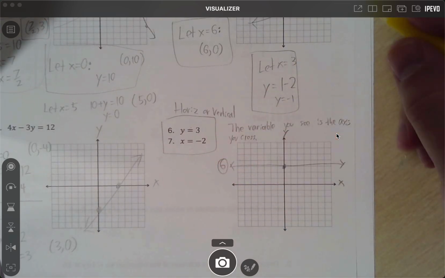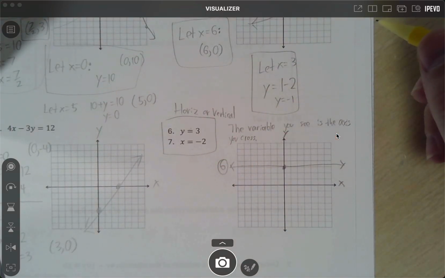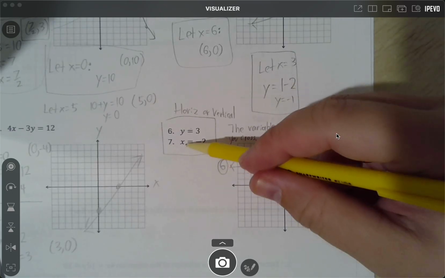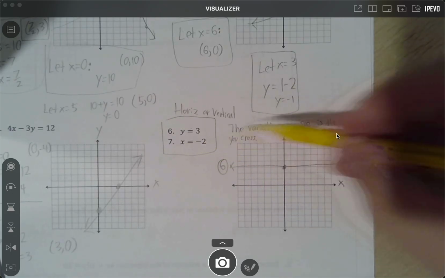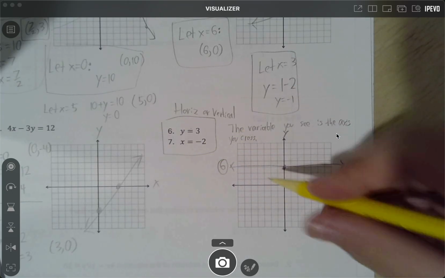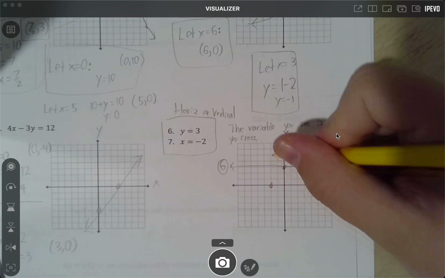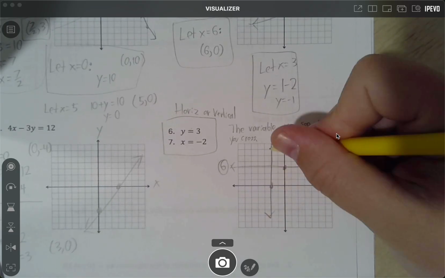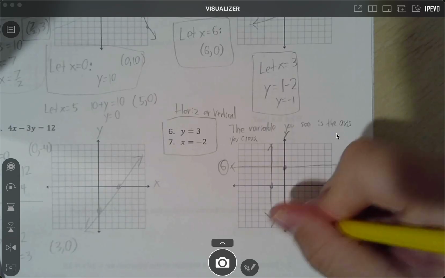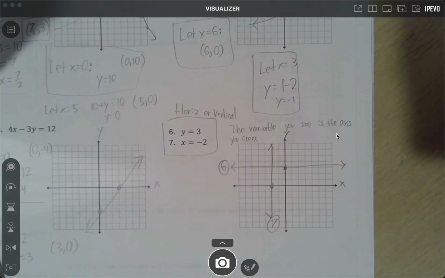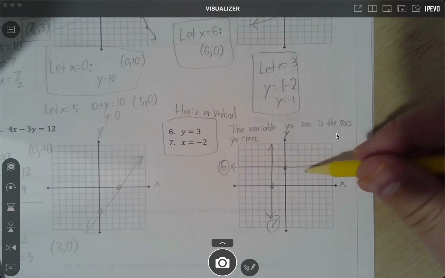There's line number 6. And then similarly, if I want to cross through the x-axis at negative 2, here's my x-axis. Here's negative 2. I want to cross through it. This is line number 7. Now you might be a little confused as to why that's the case, but I think this explanation will clear it up for you.